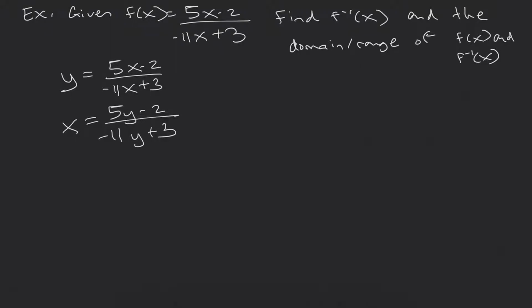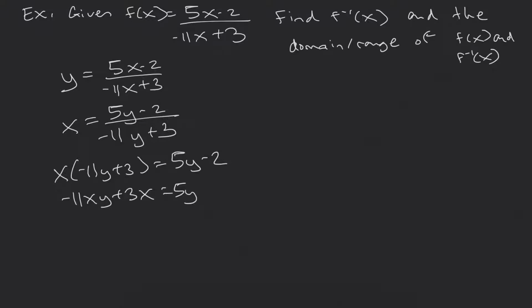Right now there's a fraction. I don't want to deal with a fraction when I'm solving, so I'm going to cross multiply. That will get rid of the fractions. The next issue I see is that set of parentheses. I'm going to distribute the x in to get rid of those. So x times negative 11y is negative 11xy. x times 3 is 3x. Okay, now there's no more fractions, there's no more parentheses. I can finally start moving things left and right.